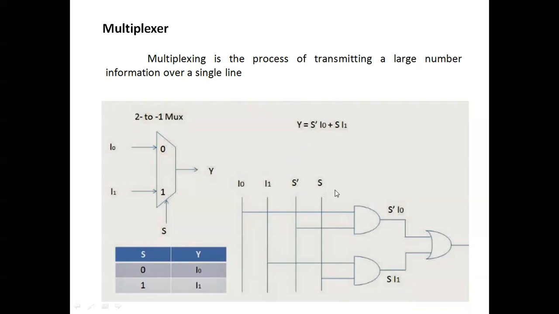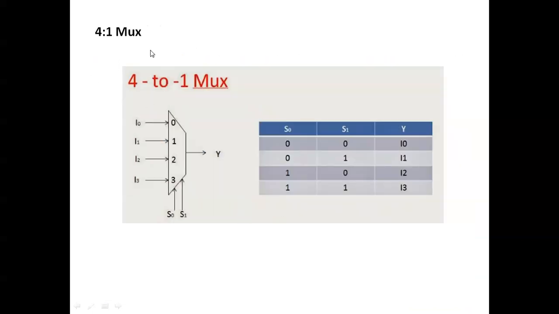So we have to draw it and connect it based on the Boolean expression. So I0 and S dash, then similarly I1 and S. You have to connect S and I1. So this is the way you have to connect it. That's a multiplexer. Now the 4 is to 1 mux.